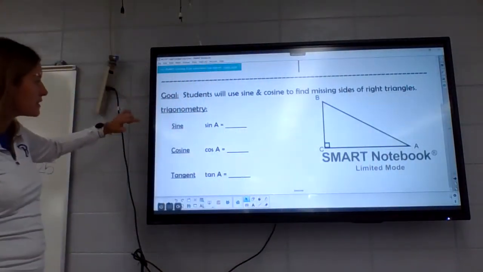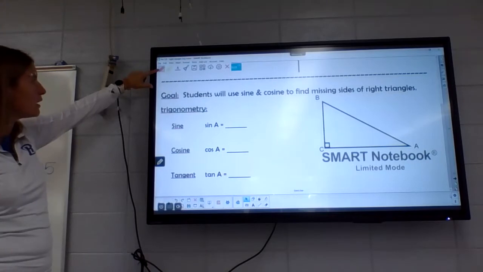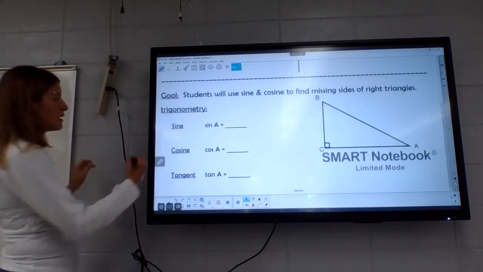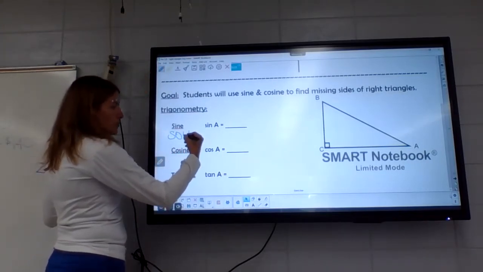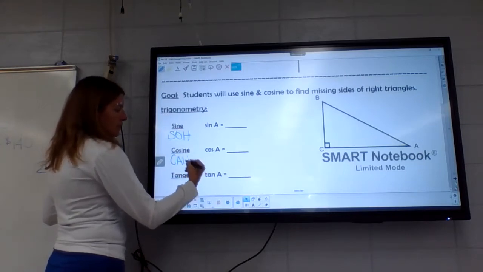The reason why someone came up with the rule of SOHCAHTOA is that they wanted to help students remember the different ratios.